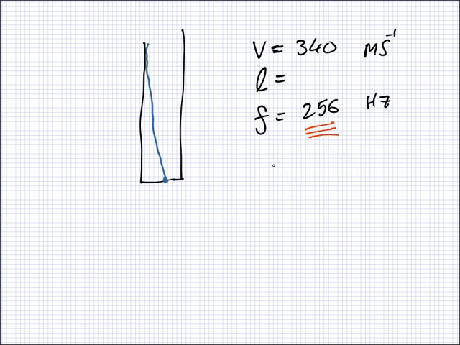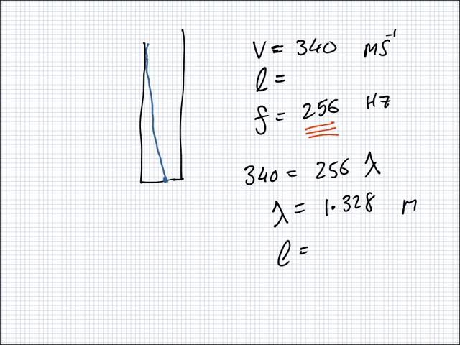Let's see. Don't write it down just yet. V equals f lambda. Maybe I don't get the same one. Let's see. So what's the lambda here, please? Okay, so what would be the length of the column here? It should be 1/4 of it, yeah. So what is 1/4 of this then?